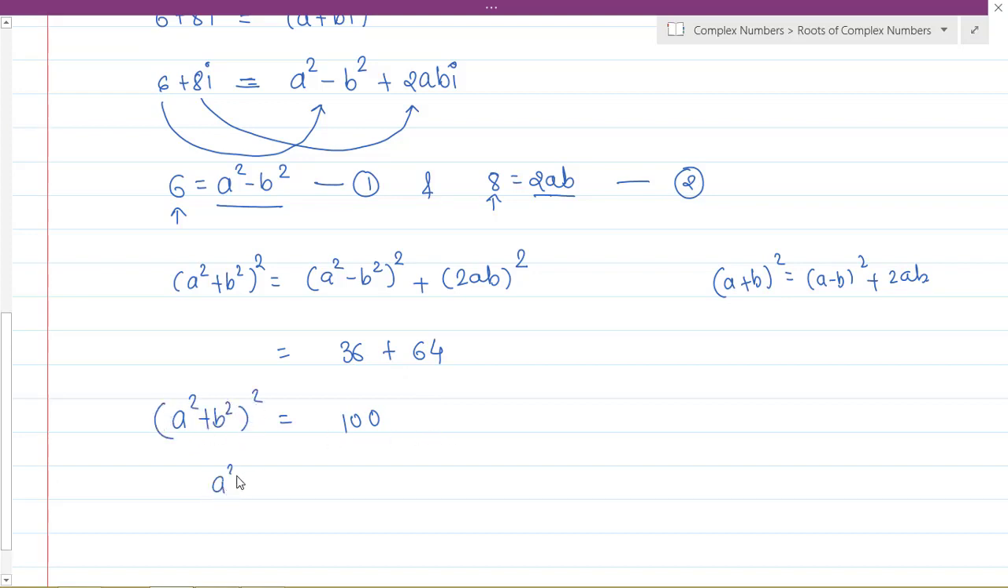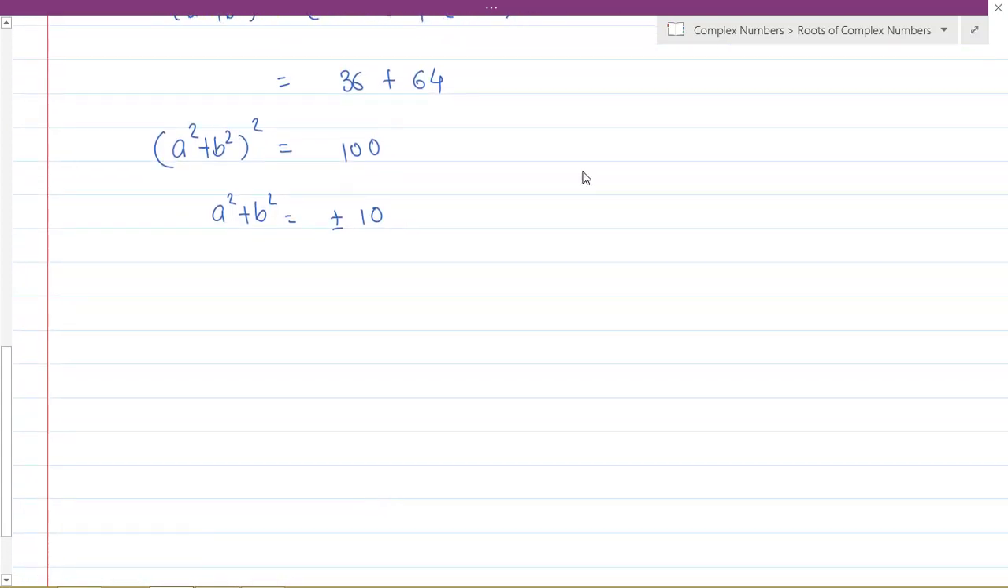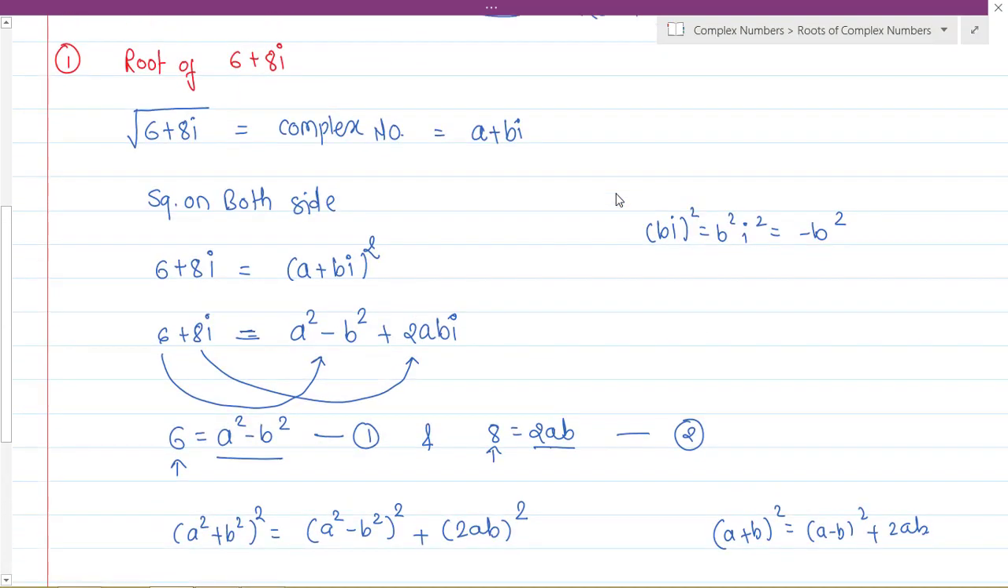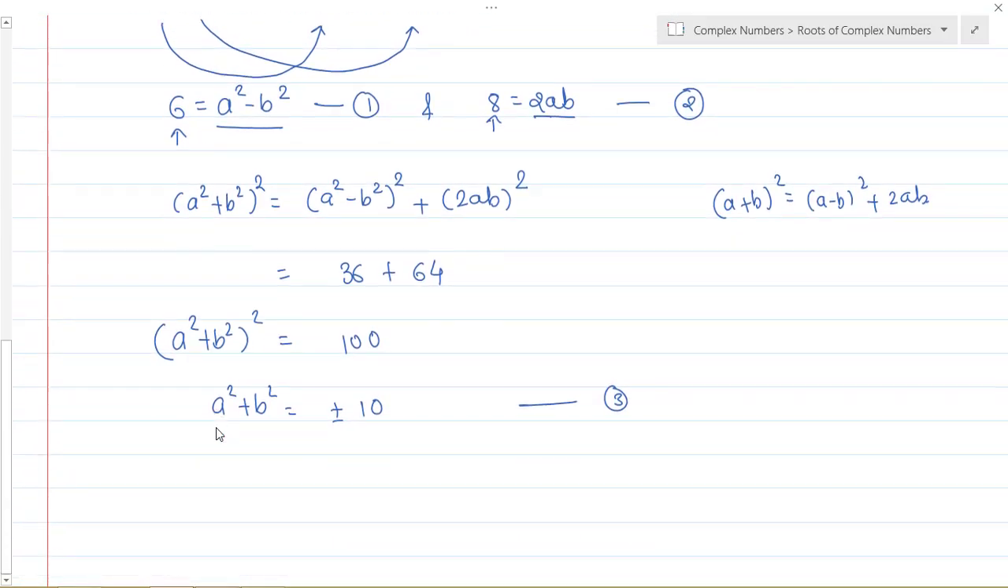So the value of a square plus b square is nothing but plus or minus 10. It is nothing but the square root of a real number. Let's call this equation number 3. Now if we take equations 1 and 3, we can easily get the value of a square or b square. Let's solve equations 1 and 3.